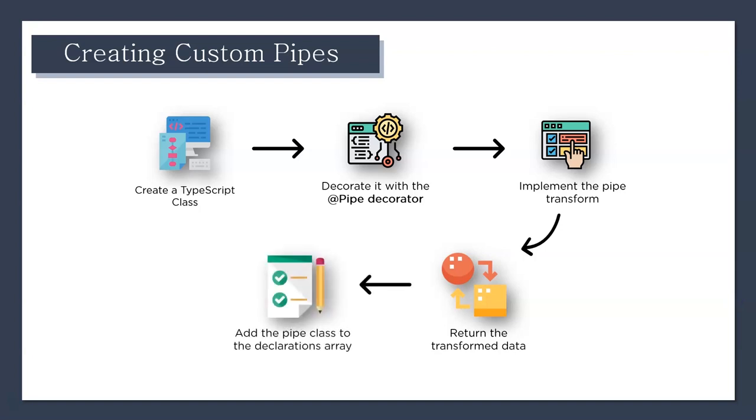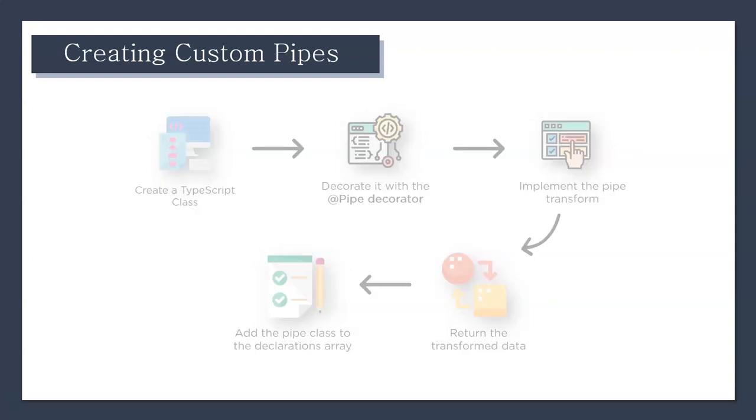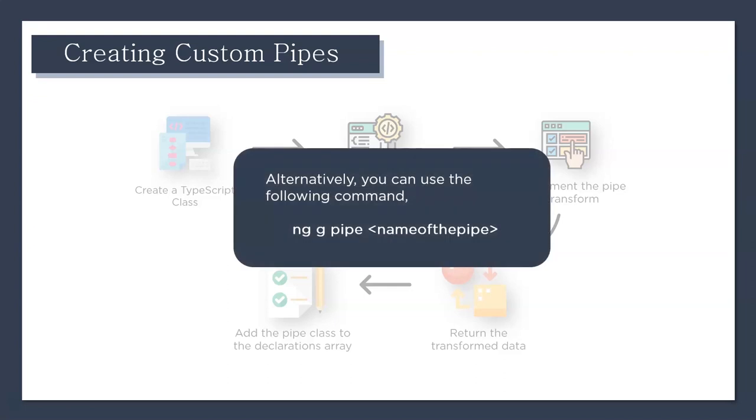And lastly, we have to add this pipe class to the declarations area of the module where you want to use it. So alternatively, you can use a simple command, that is ng generate pipe and the name of the pipe. Once you run the command, two files are created. One is the spec.ts file and one is the .ts file. Alright, so now let's have a look at the editor and see how to create these custom pipes.